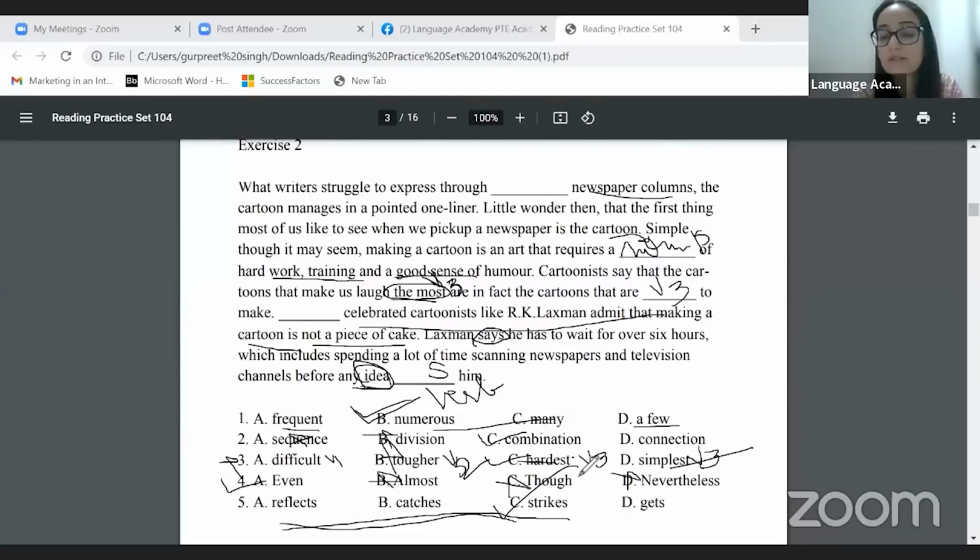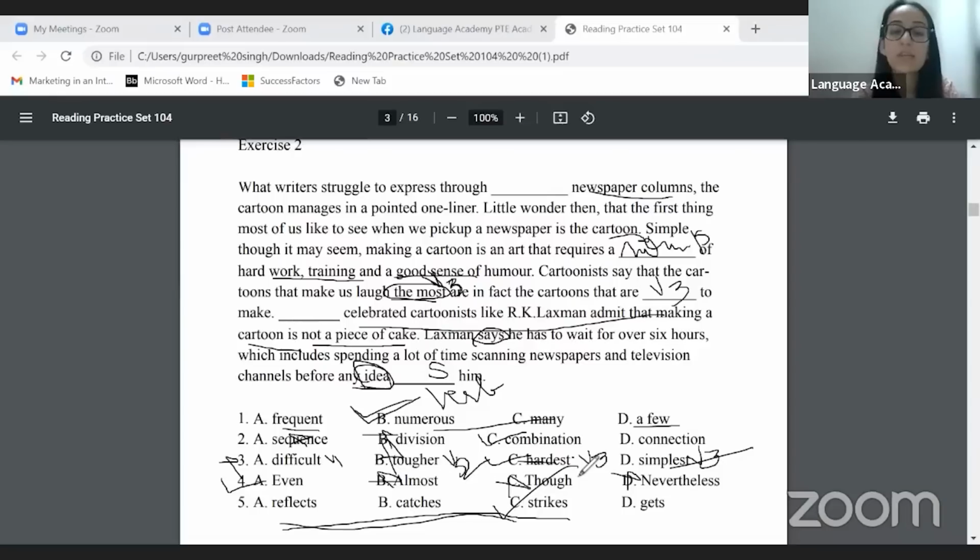Fourth one, nevertheless, always comes with a comma. Though always comes when you have two parts in the sentence, one positive and one negative. Almost signifies quantity. So that is why we have to go with even. The most popular cartoonists admit that it is very difficult. And the last one, idea dash him.